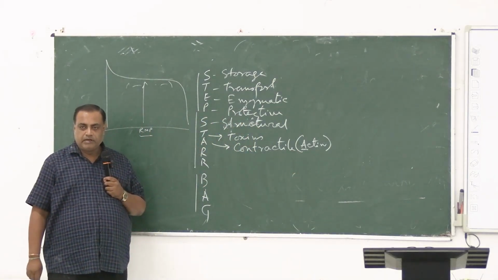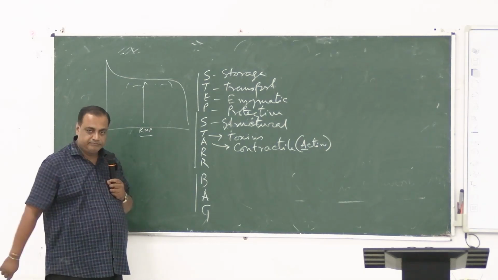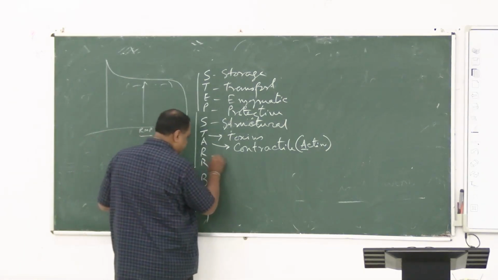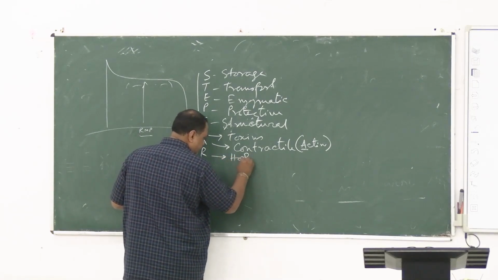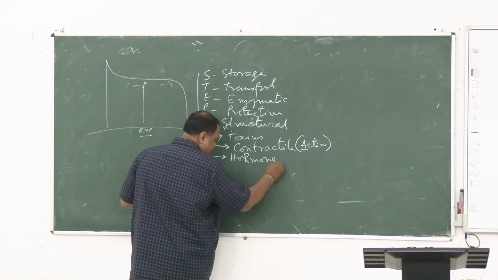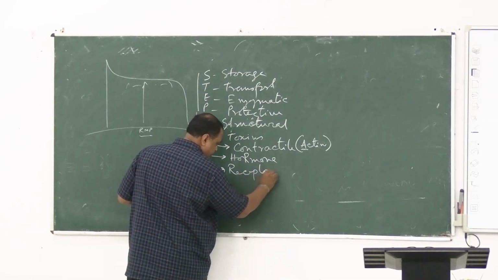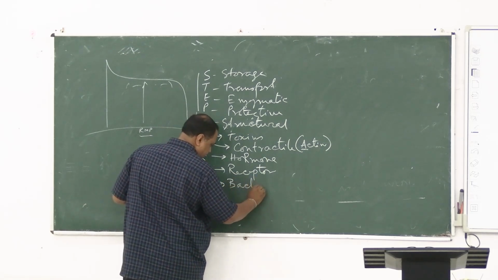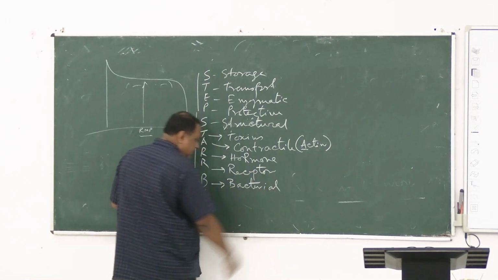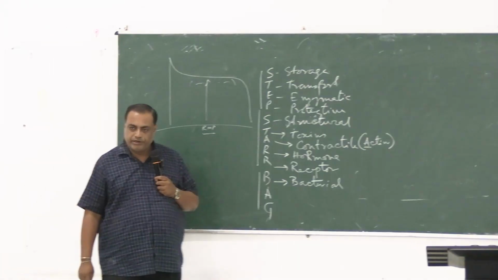Contractile protein, actin, one example, and that A has been taken here. These are bacterial originated proteins, but they are found in our body.